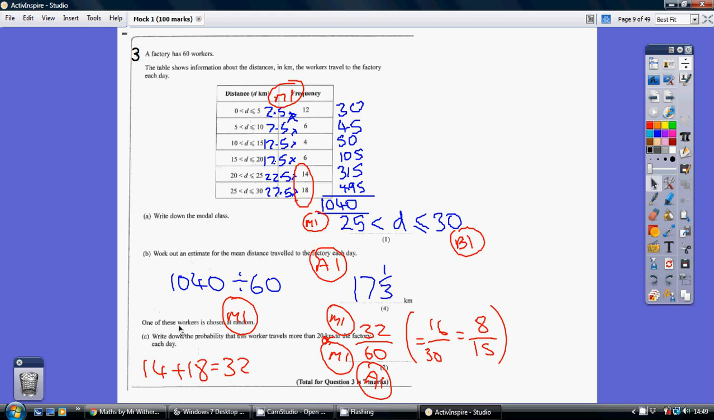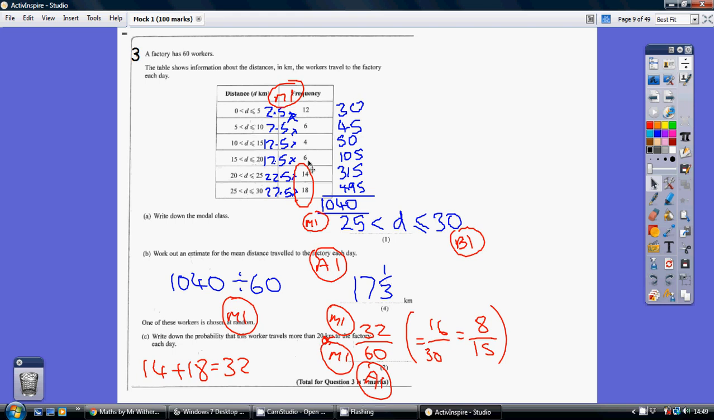Now for part C, one of these workers is chosen at random. Write down the probability that this worker travels more than 20 kilometres to the factory. So as always, if you can, just work in fractions. So the probability is out of 60 workers. How many workers out of 60 travelled more than 20 kilometres? So go back to our table.